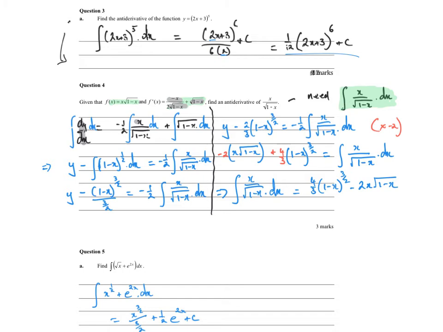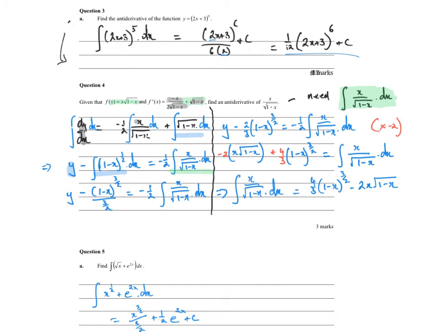So now if I integrate both sides with respect to x, hopefully getting used to this process, the integral of dy dx dx is just going to leave me with y. Now, I'm going to subtract that expression across. So I'm going to bring that over here. So y minus the integral of (1 minus x) to the power of a half dx is equal to negative a half times the integral of x over the square root of 1 minus x dx. Hopefully you can see here that that's the expression I'm looking for.